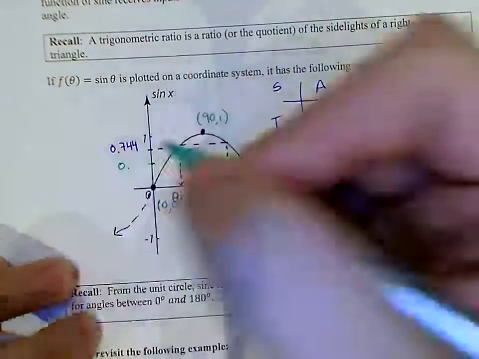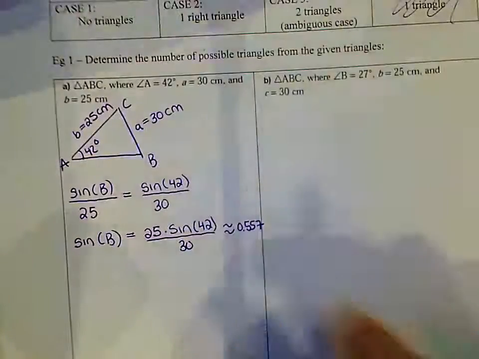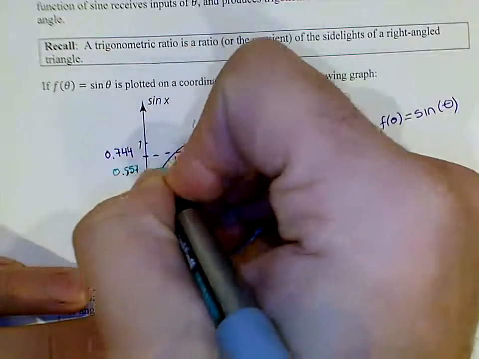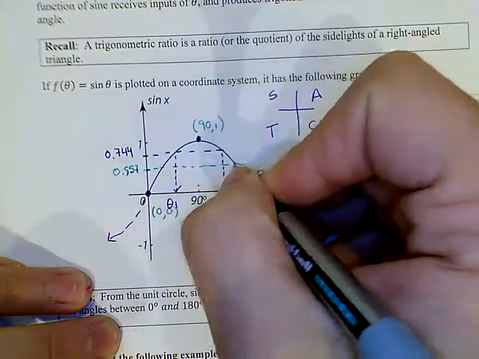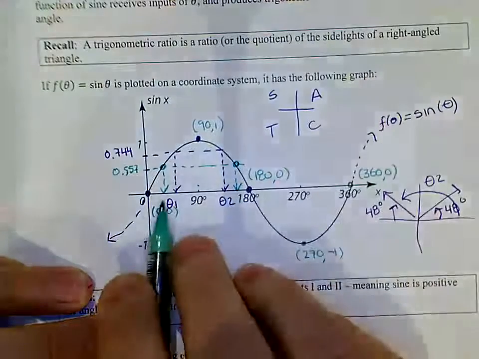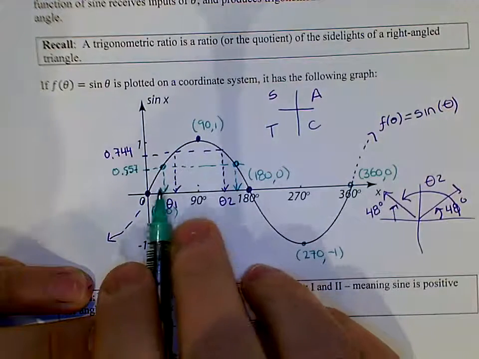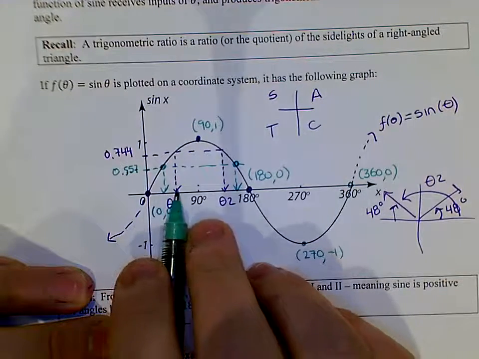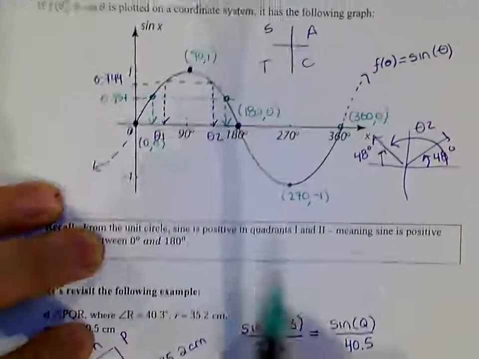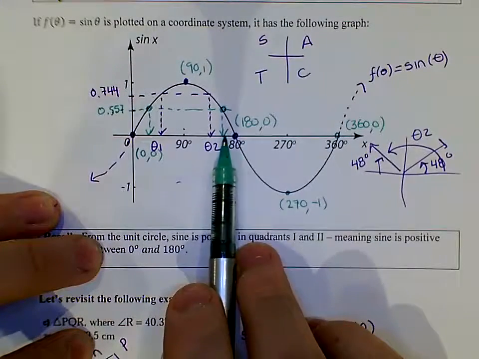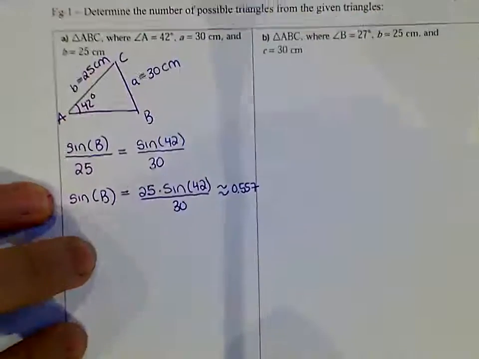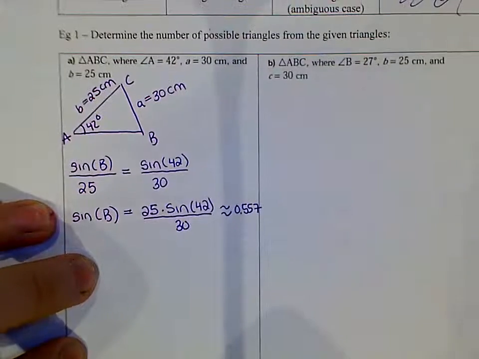So here's 0.557. And we can see that we have two potential angles, right? One of them is between 0 and 90, and it's probably less than that angle we figured out there, which was 48 degrees for the previous question. And it looks like this one here is probably closer to 180. But nevertheless, we're going to have two solutions here.